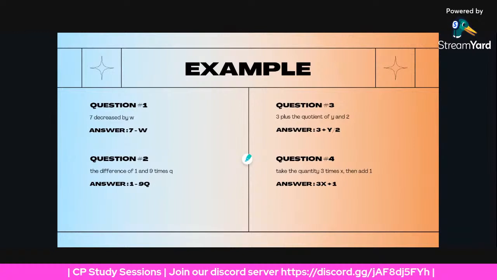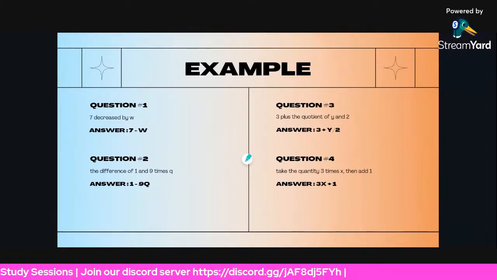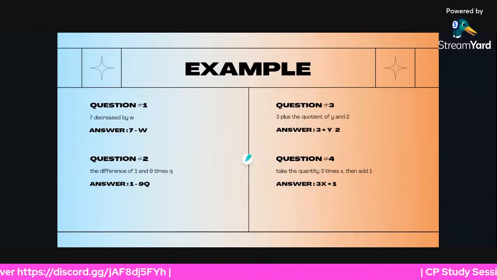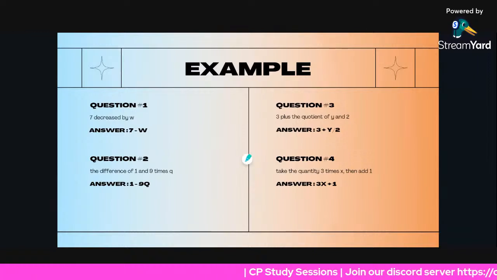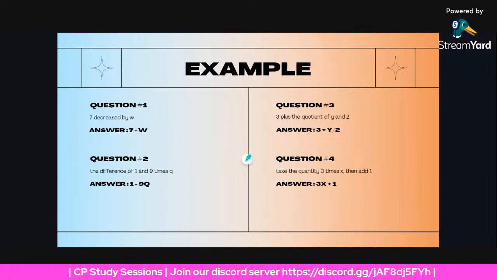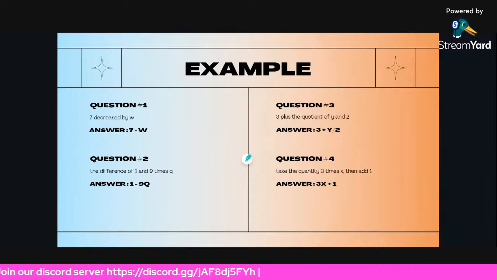So, take the quantity 3 times x, then add 1. So, ang uunahin natin, as usual, is sa katulad ng sa PEMDAS, multiplication and division. Then, yung keyword natin dito is times. So, under siya sa multiplication.